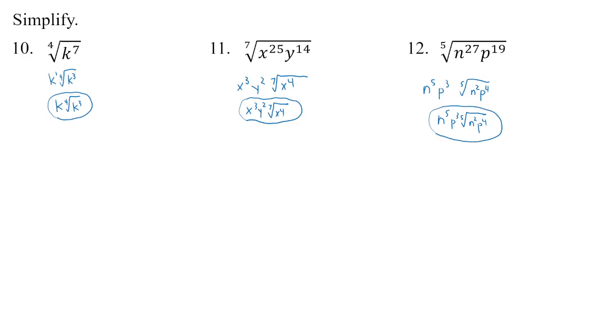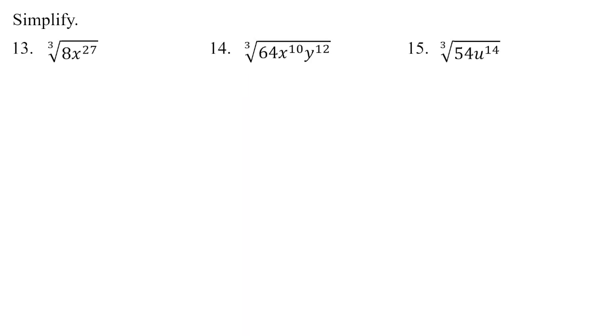So we talked about finding roots of regular numbers, and we talked about finding roots of exponential expressions. So let's put the two together. Let's say you're looking for the cube root of 8x to the 27. First, the cube root of 8 is 2, and 3 goes into 27 9 times. Therefore, the solution is 2x to the 9th.